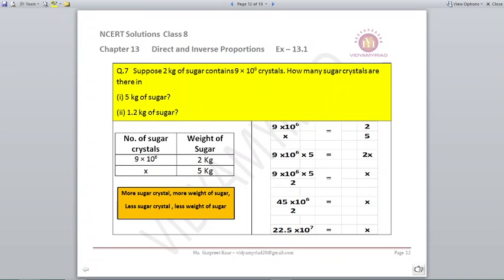That means we can say that when one increases, the other parameter will also increase. If one decreases, the other parameter will also decrease. That is the criteria which we are going to follow in the direct proportional case.